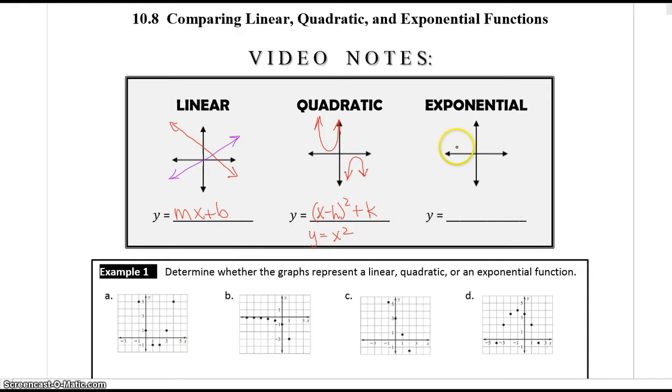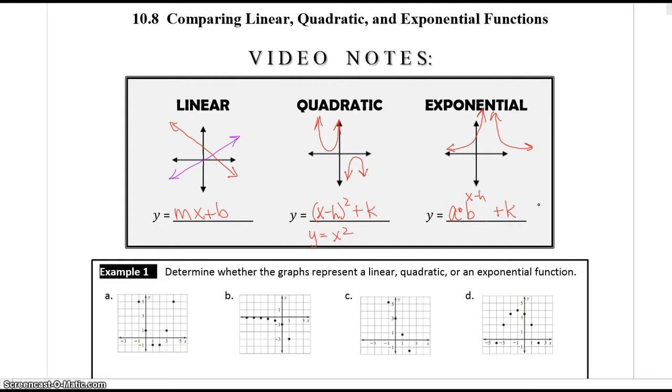And an exponential is going to be a curve that goes up or down from left to right, and those can be reflected as well. And the general equation for that is y equals a times b to the (x minus h) plus k.